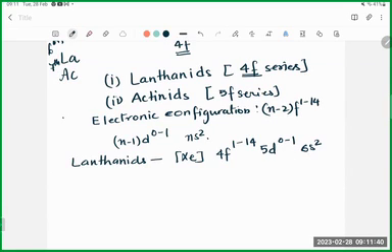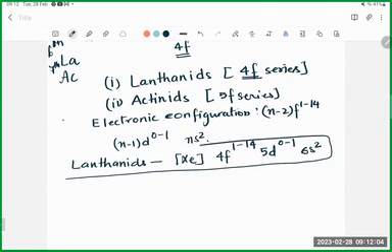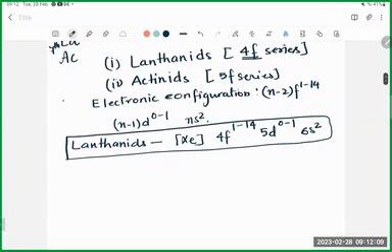Any doubt? No. Okay, so I hope this electronic configuration is not a difficult part. Now, I will share how the electrons of all 14 elements are distributed, but generally you can take this as the configuration. Now let us talk about the next characteristic after the electronic configuration: oxidation state.